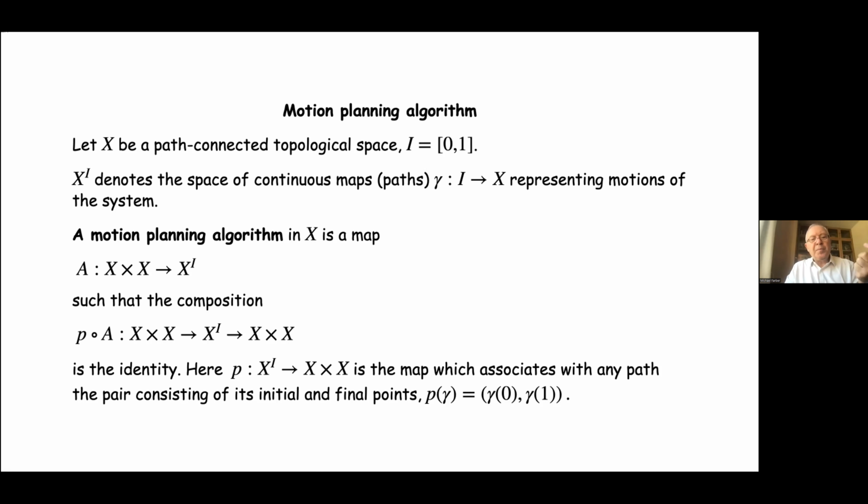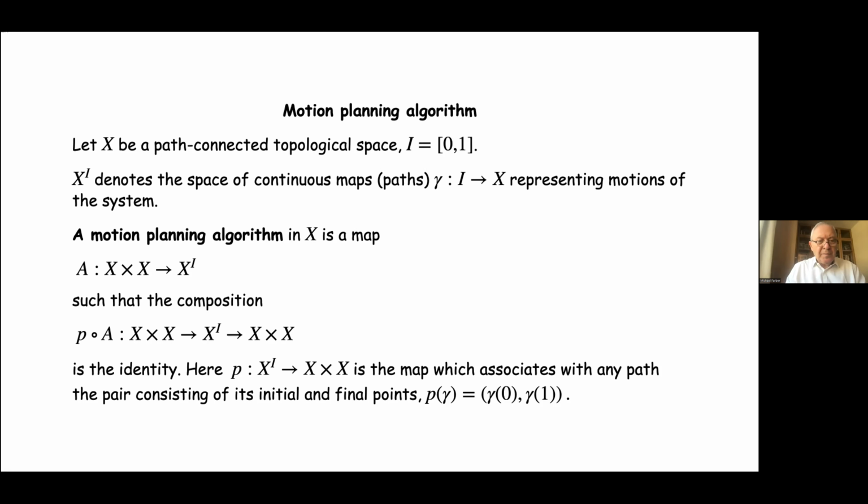So the inputs are pairs of states of the system, and the output of this algorithm is a motion of the system, and this motion must start at the first point and end at the second point. This can be expressed using the language of topology: the composition of this algorithm A and this map P, which is described on my slide, must be the identity map. And this P is a map which associates with every motion the pair of its initial and final points.